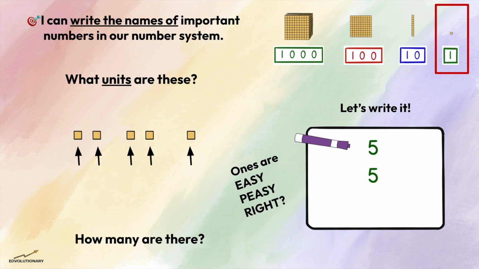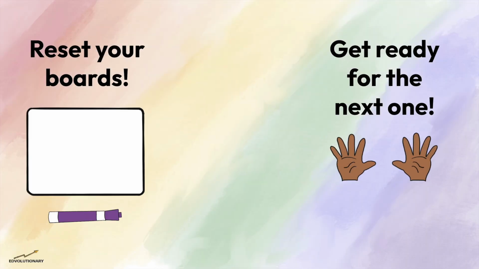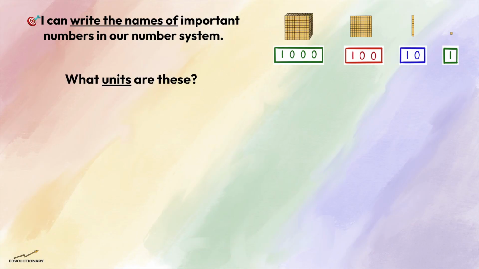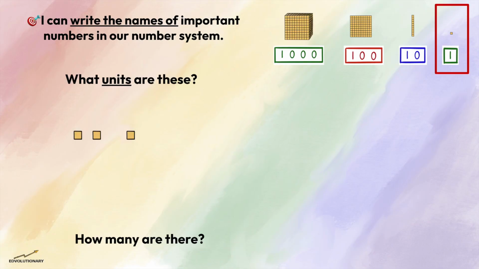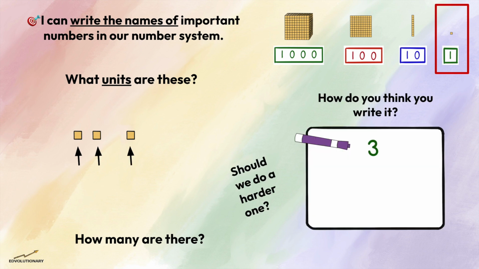You guys know how to write 5. Can you write it 3 times and then show me? Ones are super easy peasy, right? You guys know this. All right, and then we'll have them do the next one. And I believe these are ones as well. Walk through the same process.